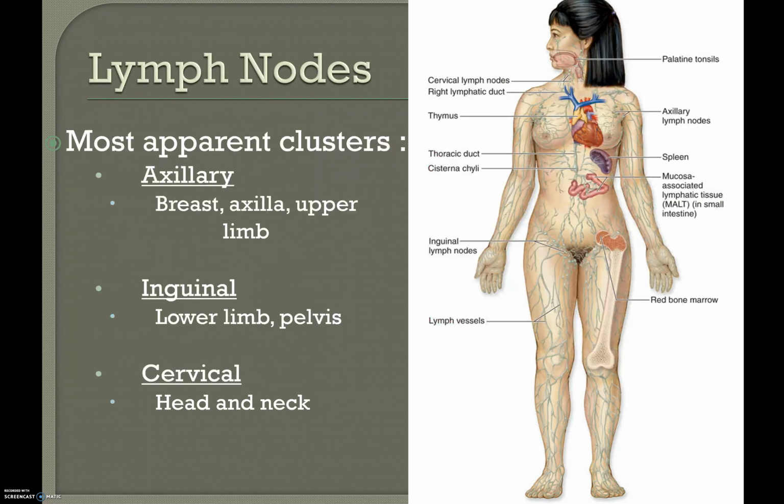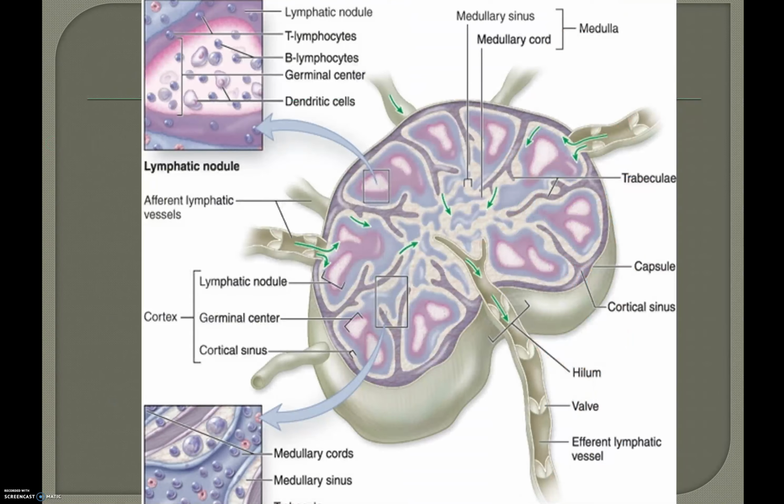Moving on to lymph nodes. Lymph nodes are found in clusters. For testing purposes, you just need to remember the names of the lymph nodes. We have 3 lymph nodes in the body. We have an axillary lymph node in the axillary region that drains lymph from the breast, axilla and upper limb. We also have an inguinal lymph node in the lower limb that drains the lower limb and pelvic region. And we have a cervical lymph node that drains the head and neck. That's all you need to know about the lymph node.